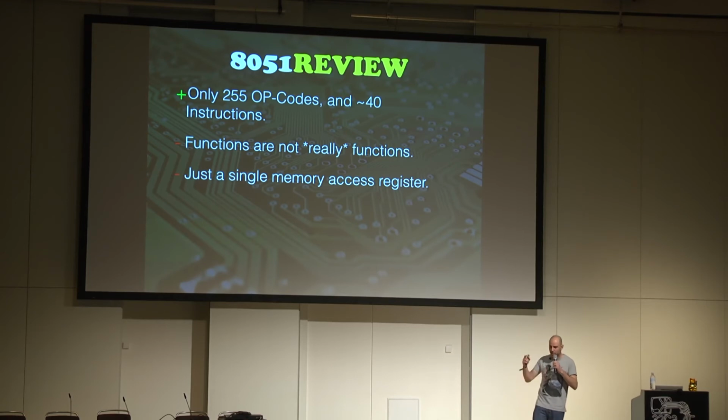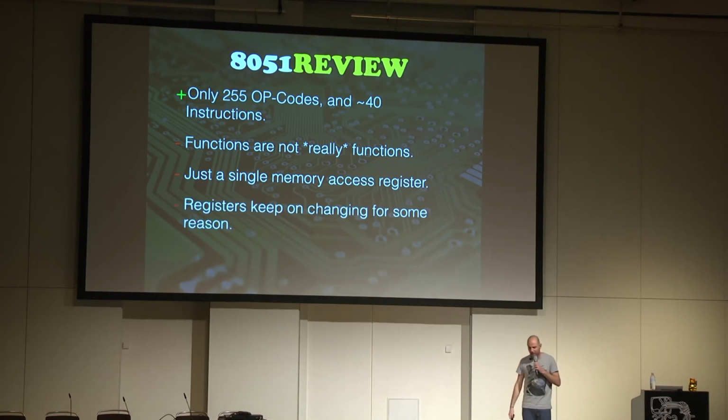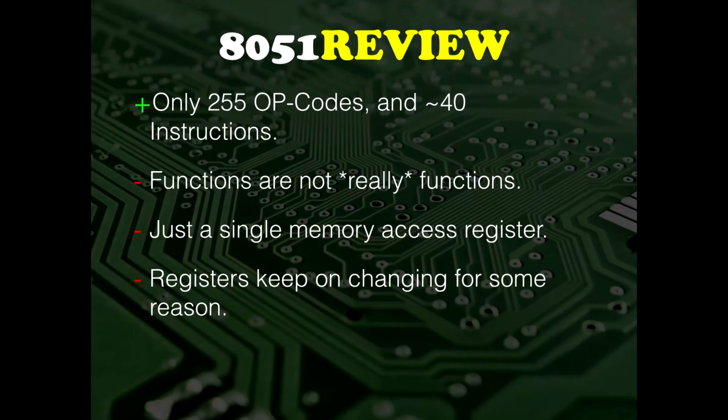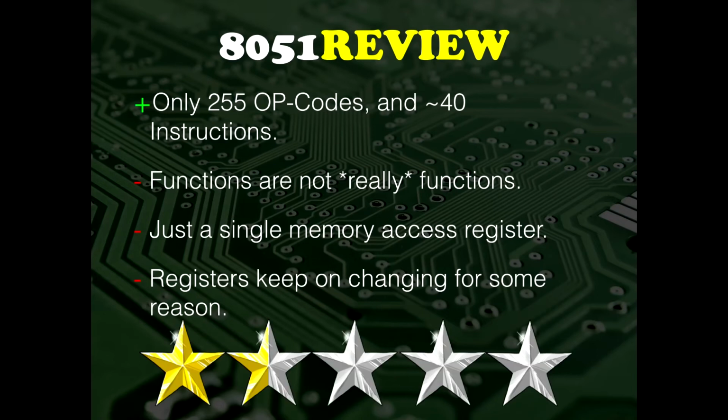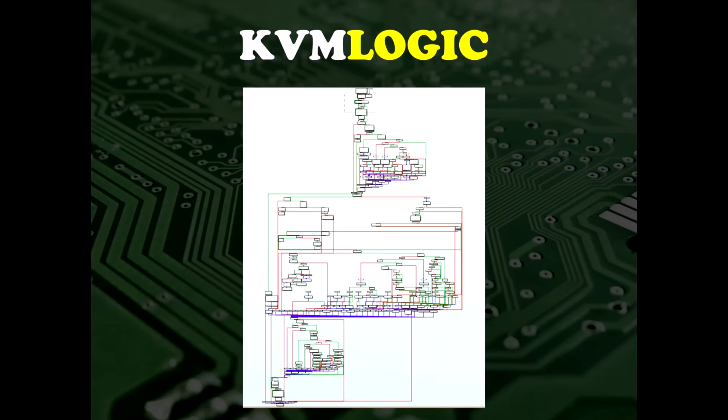Whenever you want to access memory, you store it in this register and then move the memory. Big mess. And then registers, for some reason, keep changing in the middle of the execution. That's because there's some kind of register banks. It's a nice idea. But anyway, we gave this 1.5 stars out of 5. x86 is still much better, in our opinion. And that's it. Once we have understood this, we can properly analyze this code.